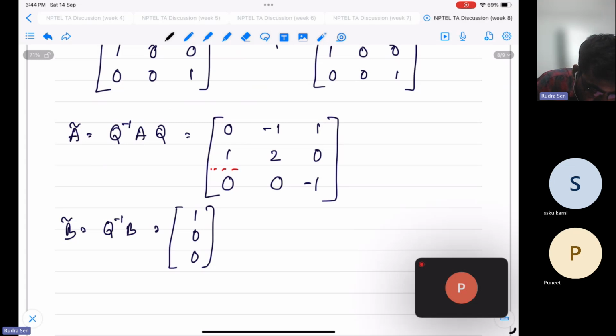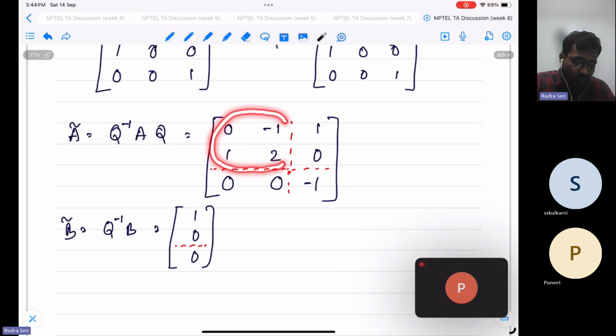So you can see this 2 cross 2 reduced system is controllable, but this is not controllable. But the eigenvalue of this state is in the left half of the complex plane. So this is the stable one. That means the system is stabilizable.